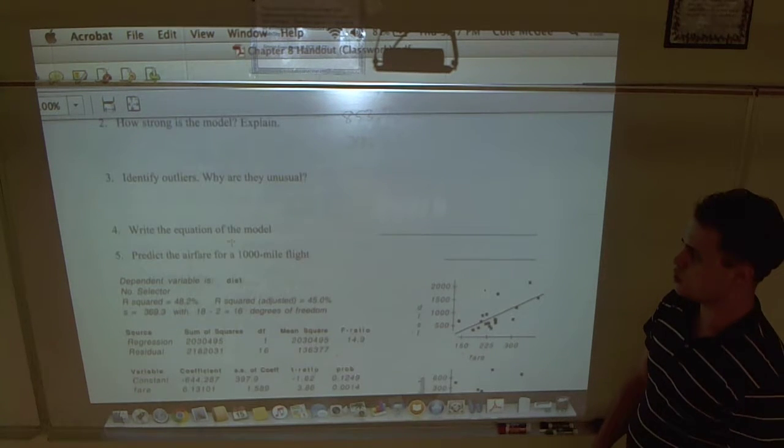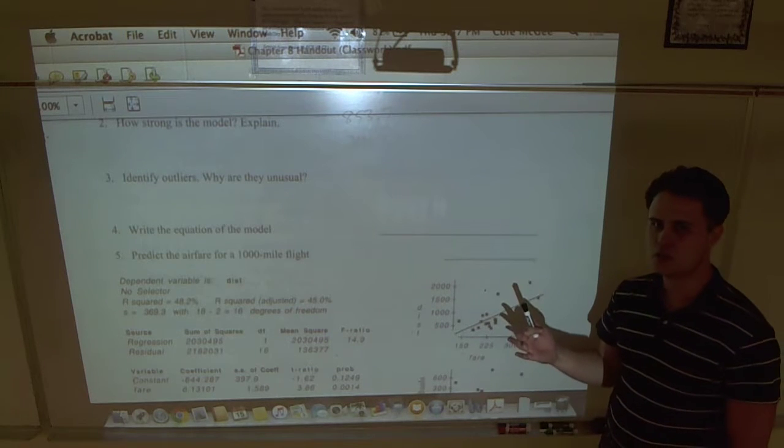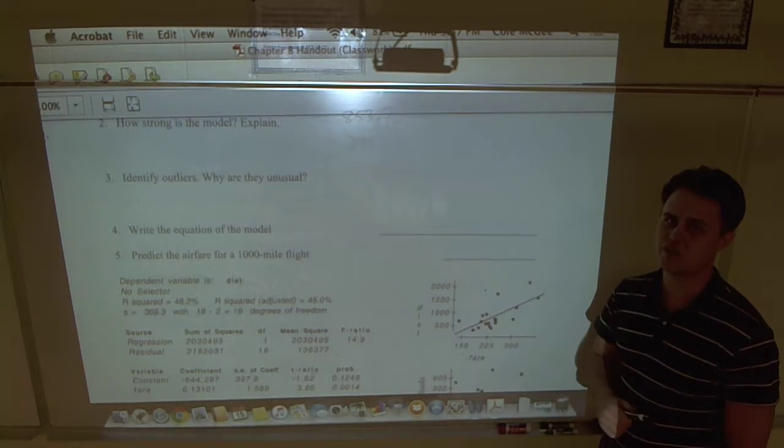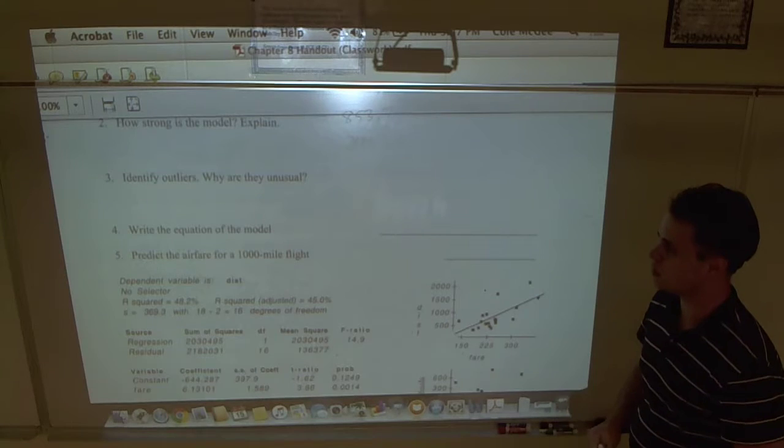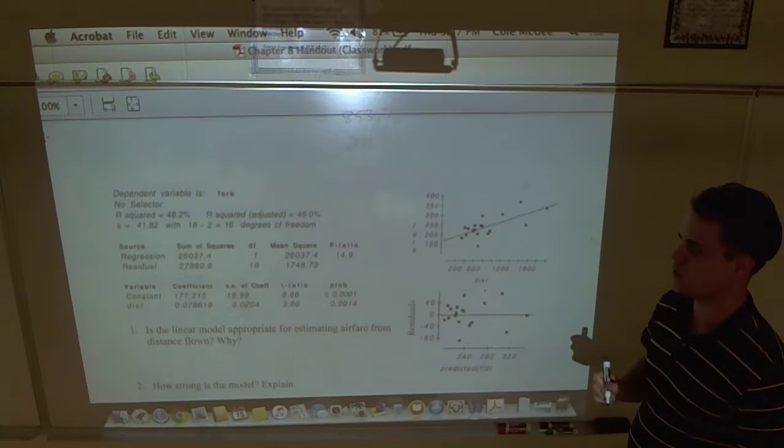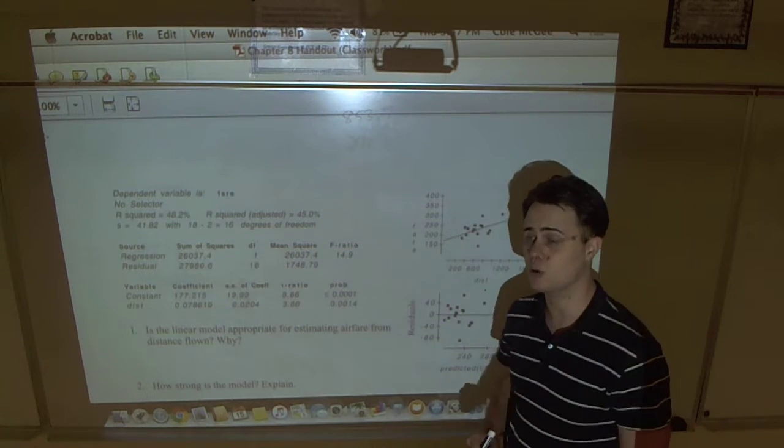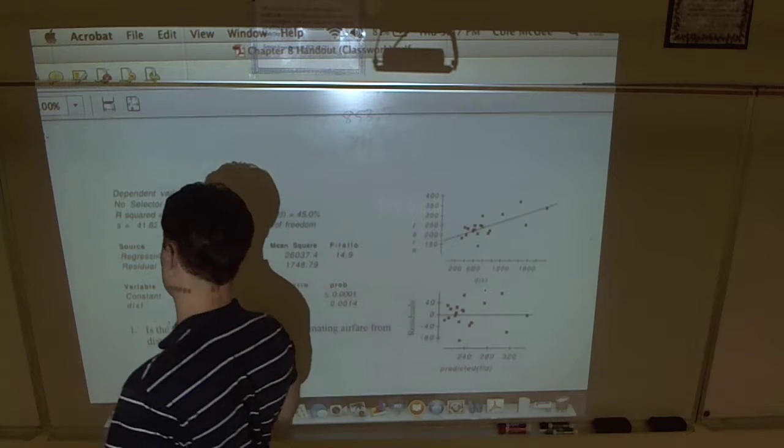They said, write the equation of the model. I think we had the equation for this one, but how do you read that off a computer printout? Let's go look up in the printout and see if we can pull out the relevant information. So here's how you pull relevant model information out of a printout like this.